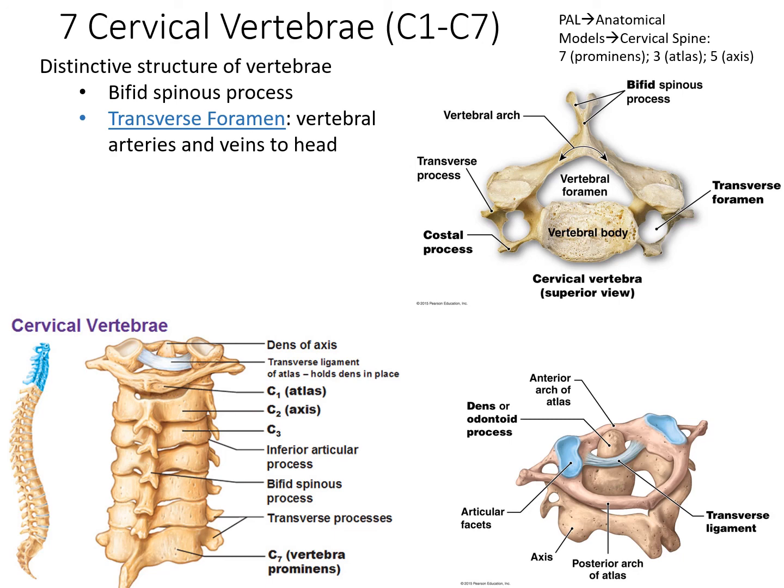So on a lab practical, I could put a vertebra on the table and say, what region is this from? And you would have to tell me cervical, thoracic, or lumbar. Okay, so how exactly do we tell the difference between cervical and the other two?